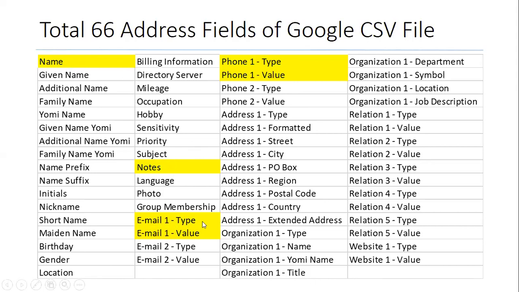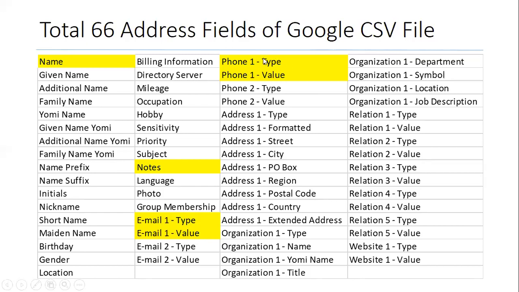Email one type, you can write here home or work. Don't use any other word. Either you write home or work or office. These three words are the words which Google understands. Then value means where you want to fill the data. So type is the type of data, where you don't want to give the actual data of the members.